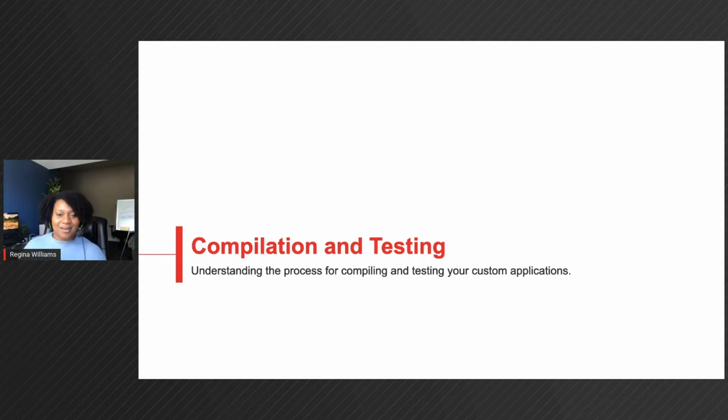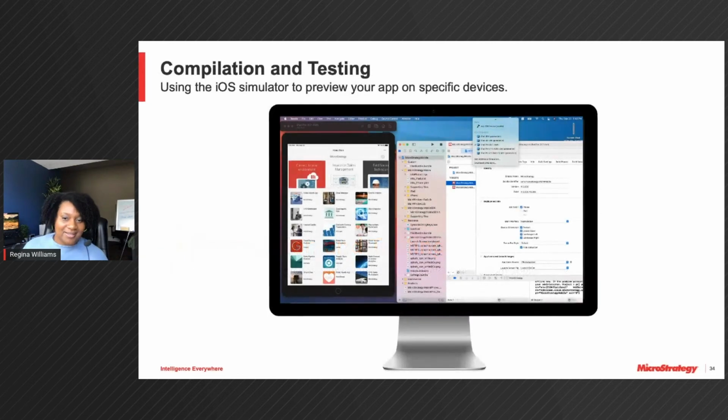Okay, so next we're going to talk about compilation and testing and understanding the different options that you have for doing the testing. The first thing and the quickest thing, obviously, is to use the iOS simulator to preview your dashboard and your custom app on your device. This is the easiest mode. There are some limitations, for example, you won't be able to have access to the camera. If you have a dashboard that's taking pictures or scanning a QR code or something that needs the camera, that option won't be in the iOS simulator.